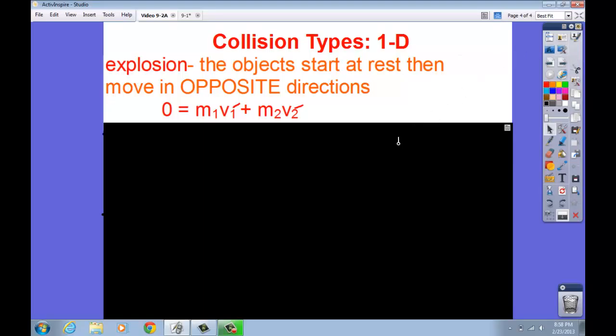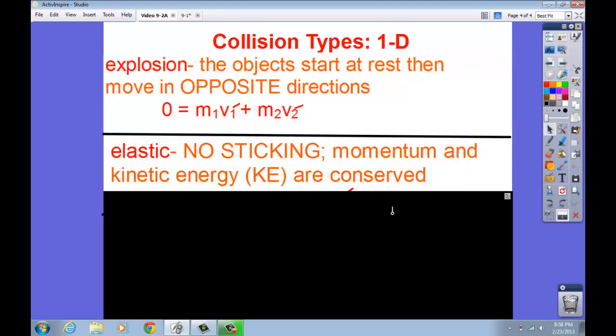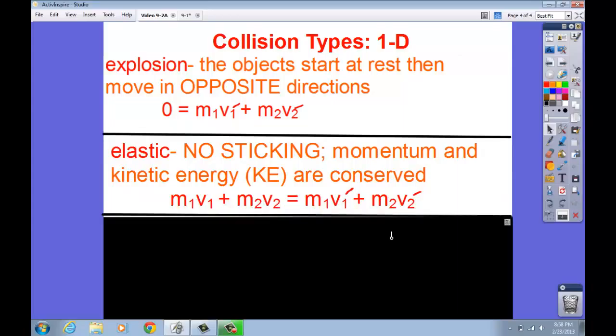The second type of collision that we will be looking at is what is called an elastic collision. By elastic, we mean they do not stick together. They bounce off of each other after the collision has occurred. In that type of collision, momentum and kinetic energy are conserved. The only true elastic collisions actually occur at the subatomic and atomic level between protons, neutrons, electrons, things that are bouncing off of each other.